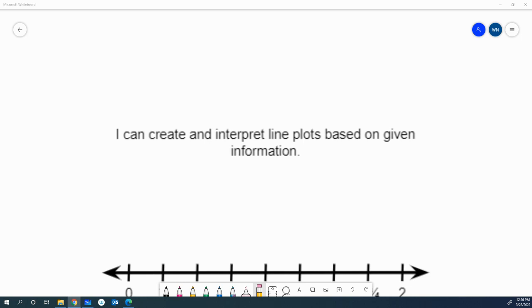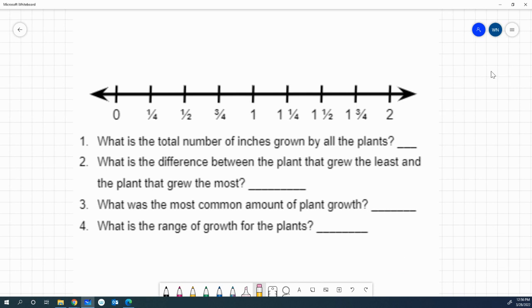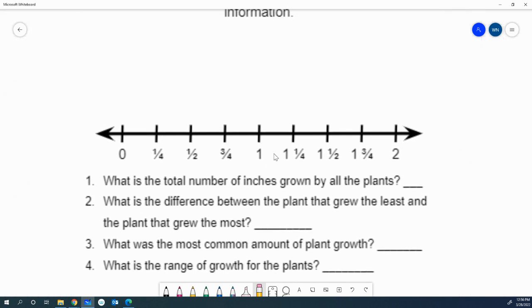In this video, we will be creating and interpreting line plots based on given information. So I have gone ahead and given you the line plot labeled and the 4 questions to go with it. But I'm going to read aloud our story and we're going to plot as we go.